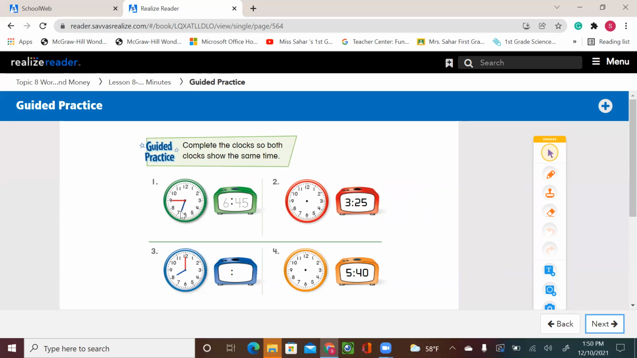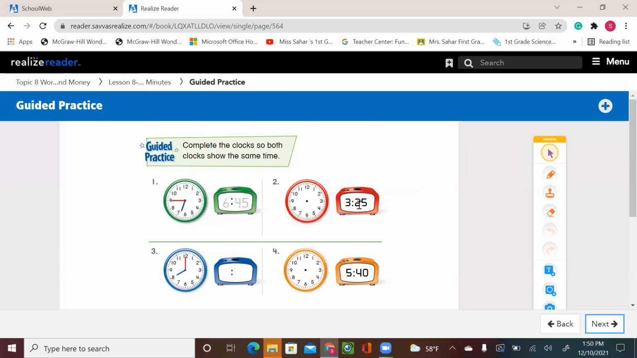And now I can see that the hour hand is going to be between 6 and 7 because it's past 6. It's 6 and 45 minutes. And then the minute hand will be on 9 because if I start from 12 to 1, that's 5 minutes, 10, 15, 20, 25, 30, 35, 40, 45. All right, let's see number 2.